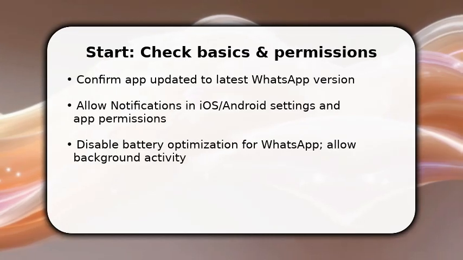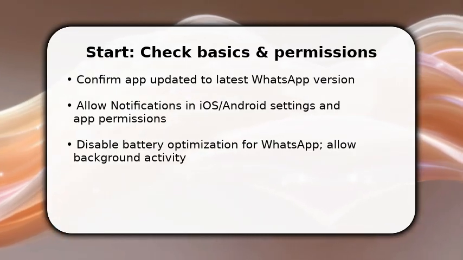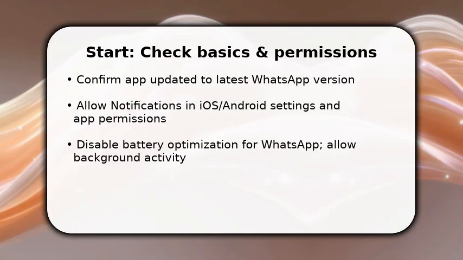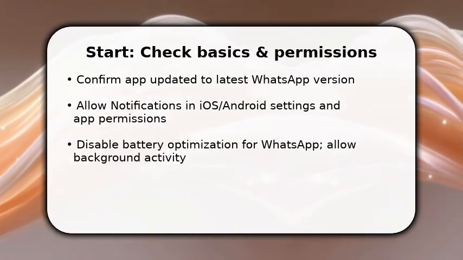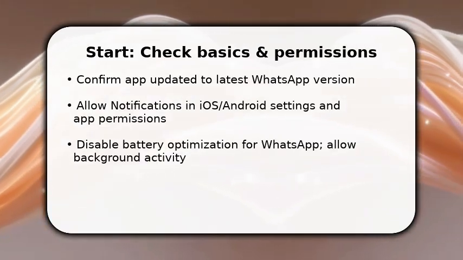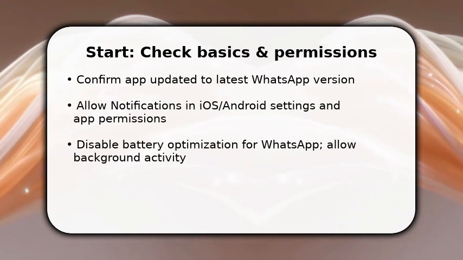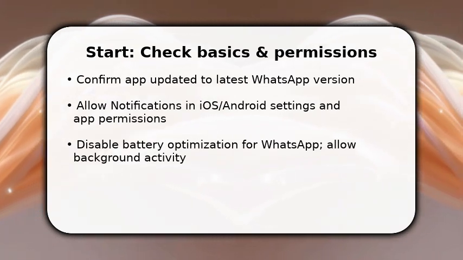Once done, open WhatsApp settings and go to notifications to ensure message and group alerts are enabled. Make sure Do Not Disturb is off or WhatsApp is allowed as an exception because system silencing blocks app alerts.